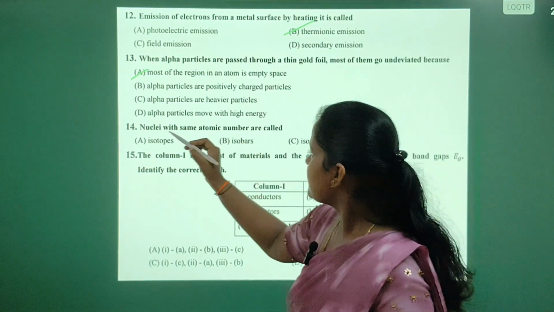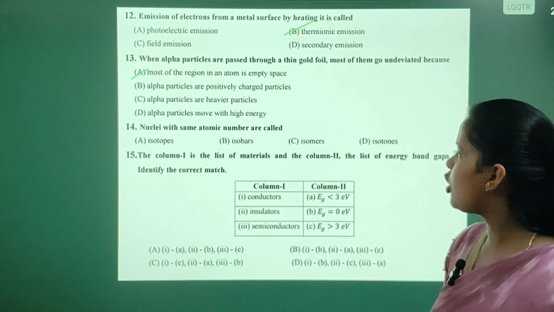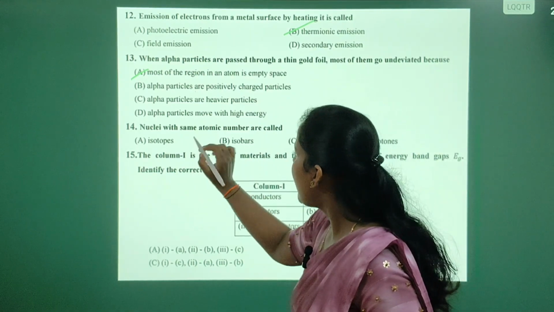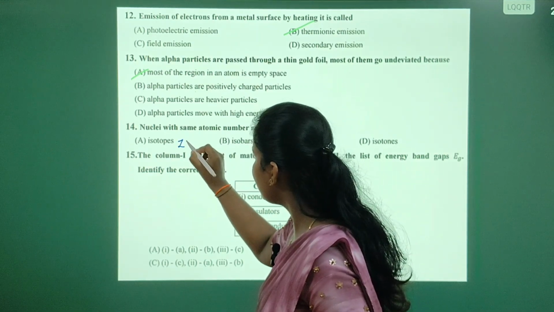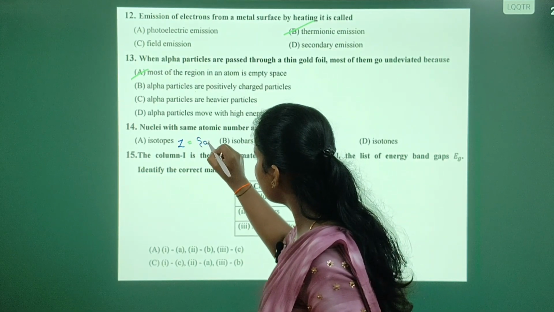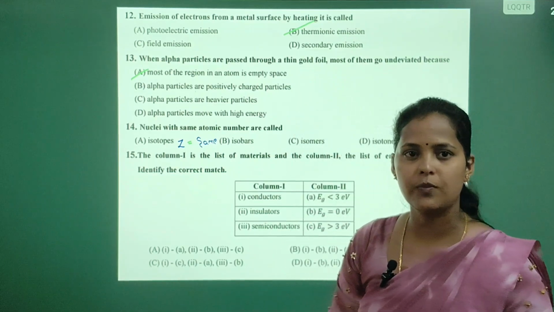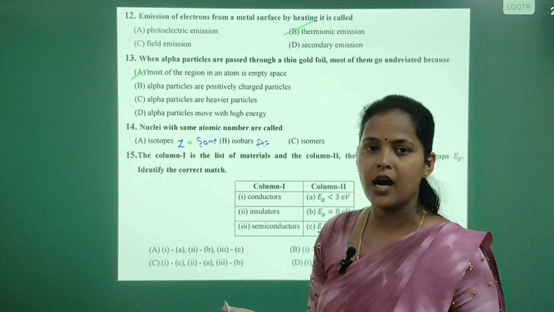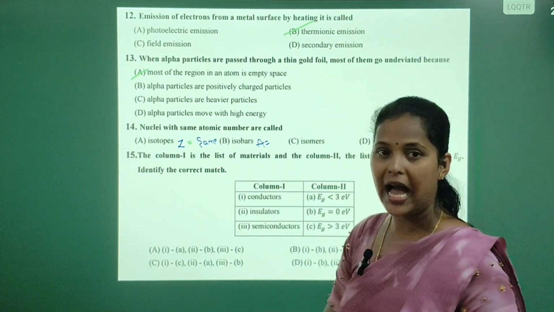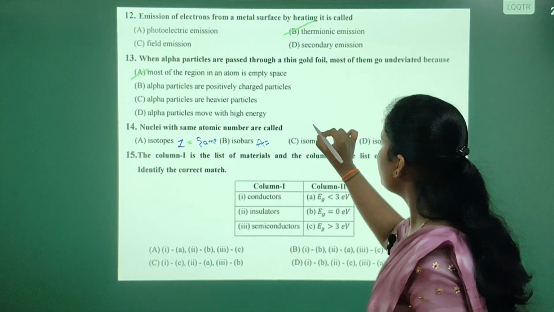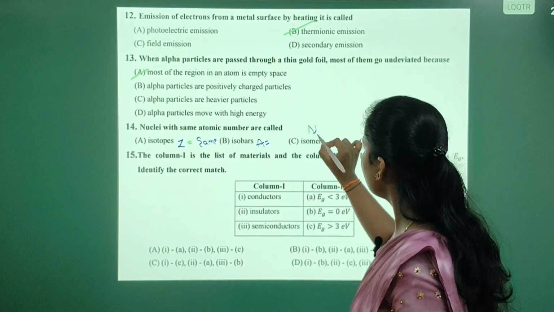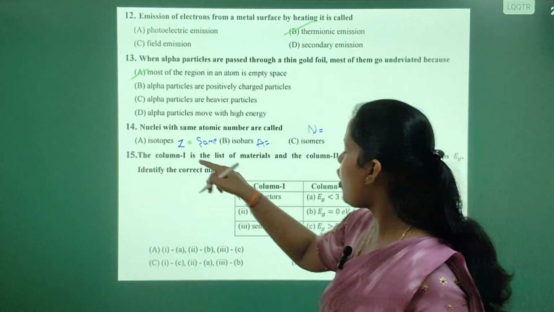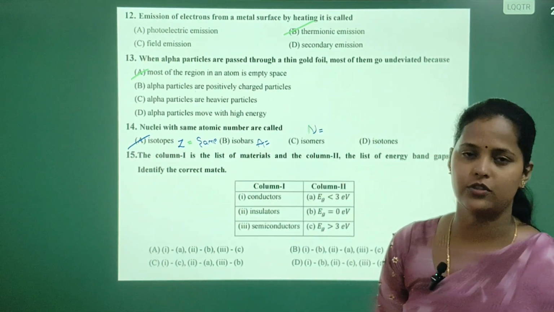Okay. Yes, here the next question: nuclei with the same atomic number are called. Nuclei with the same atomic number, that is Z. So Z is the same, atomic number is the same, is nothing but isotopes. Okay, here the atomic mass number is A. Atomic mass number is the same, this is the isobars. In the same way, neutrons are the same, is the isomers. Okay, so option A is the correct answer for this question.